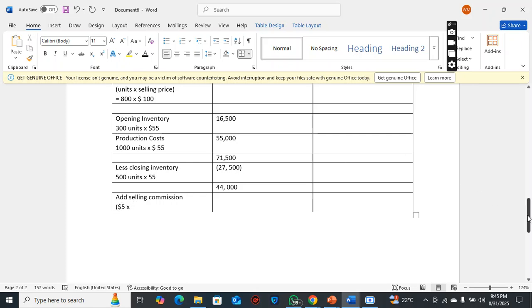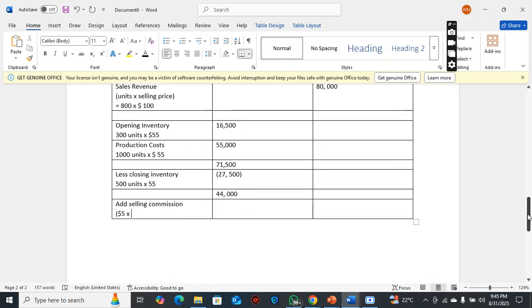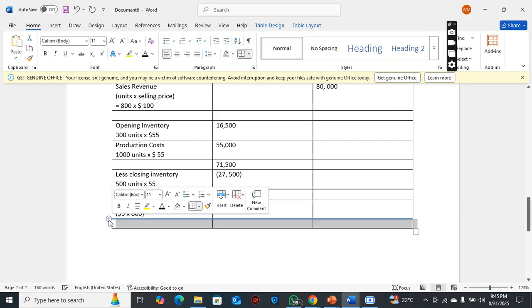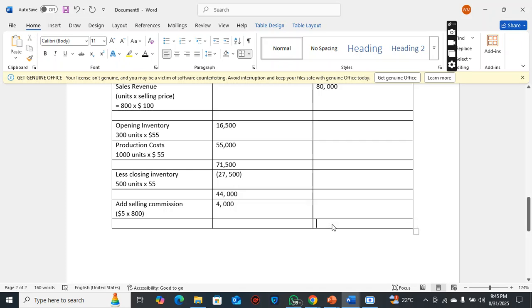We sold how many units? 800. 800 times 5, you get 4,000. Then now you can add them. 44,000 plus 4,000, you get 48,000. These are your total variable costs, basically.